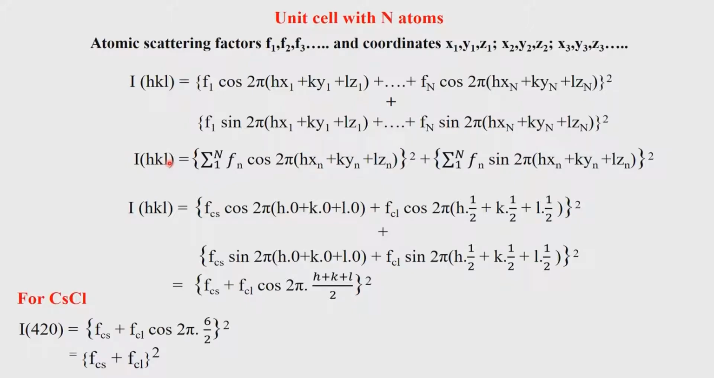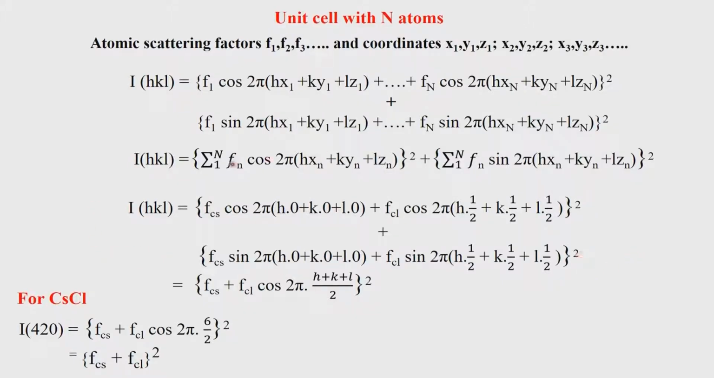So, we take the case of cesium chloride. Cesium is at 0, 0, 0, chlorine is at half, half, half. So, all we have to do is to substitute the values here. So, f of Cs, the atomic scattering factor of cesium, cosine 2 pi (h into 0, k into 0, l into 0), because 0, 0, 0 is the position of x1, y1, z1. Then f of chlorine cosine 2 pi (h into half, k into half, l into half), whole square, and of course, the corresponding sine terms.